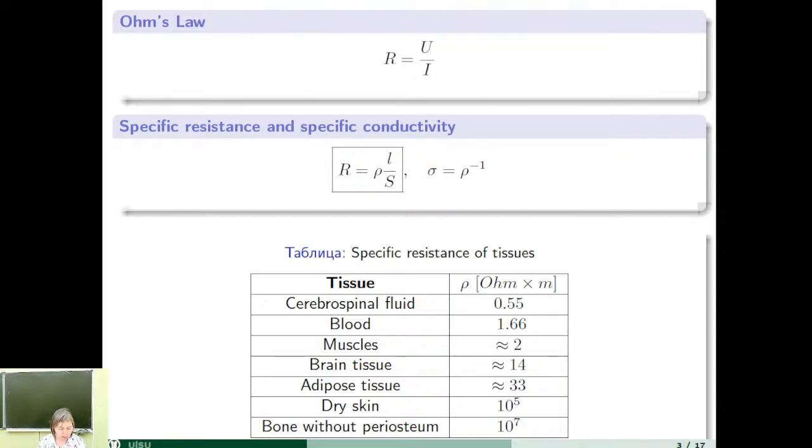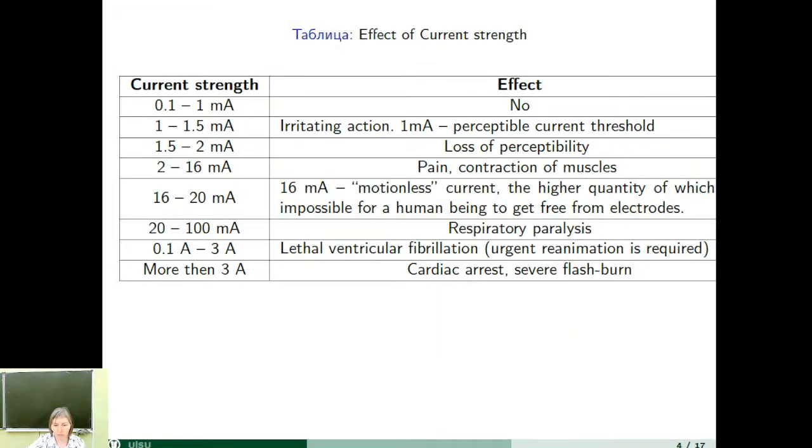In an organism, there is no such system which would be similar to inductance coils. Therefore, tissue of the person does not possess inductance resistance. And look at this table, the effect of current strength. In the first column we can see the current strength, and in the second column you can see effects.